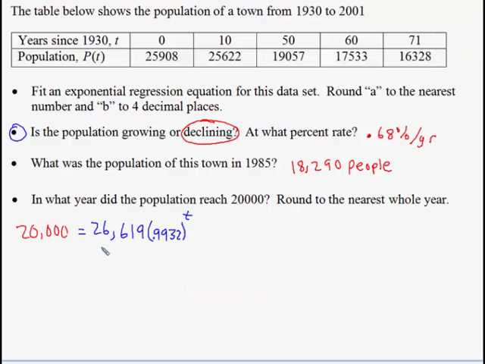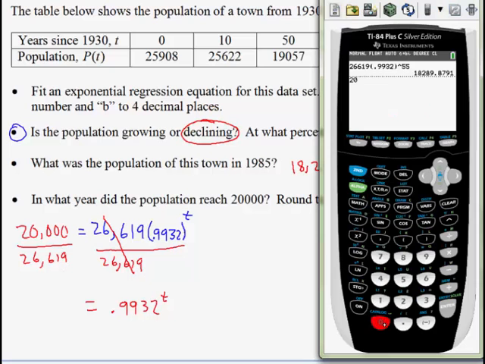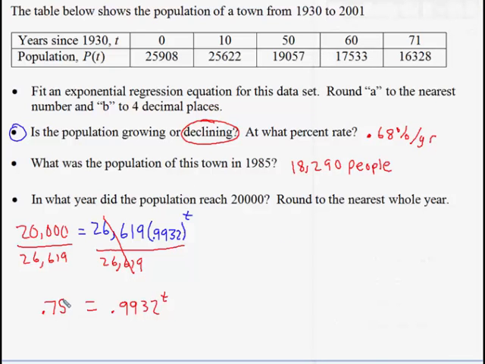So I'm going to begin by saying that since this number is being multiplied, I could divide both sides by that number, 26,619. And then on this side, since this number divided by itself is 1, it simplifies out, leaving me with just 0.9932 to the t on the right, and I have no idea what this number is on the left. So I will go to my graphing calculator and get an approximation for that. So that would be 20,000 divided by 26619, enter. And for the purposes of writing it down, I'm going to round to 0.75. But when I actually do the calculation, I'm going to use the full accuracy of my calculator.